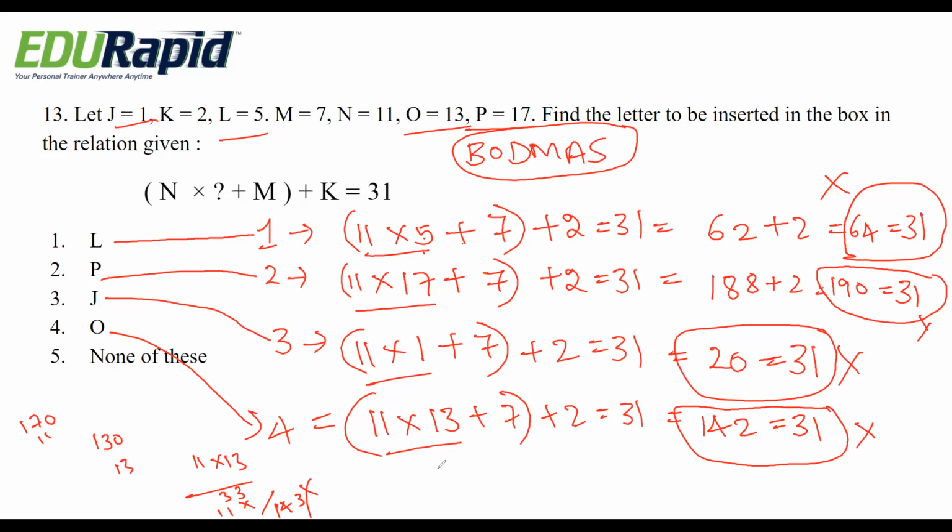You have to split 11 into 13 mentally as 10 plus 1. For 11 you split 10 plus 1, into 13. 13 into 10 is 130, plus 13 into 1 is 13. You should go directly with this step. You have to split it only in your mind. In a later class I will discuss that. So here all four are not balanced. So for this the right answer is none of this.